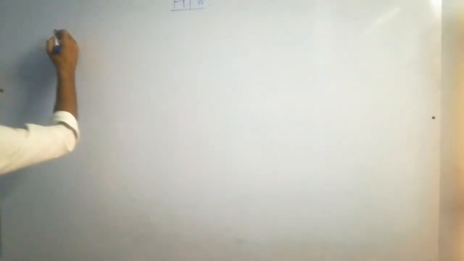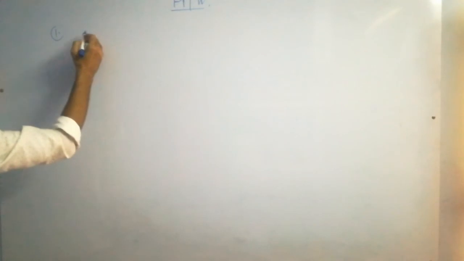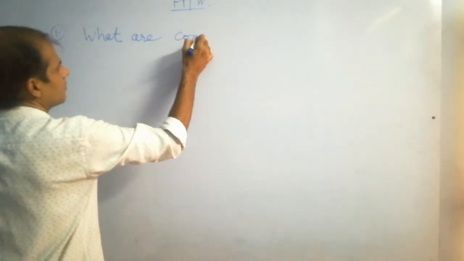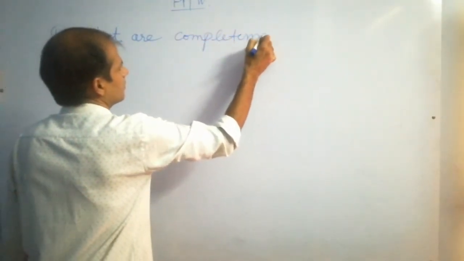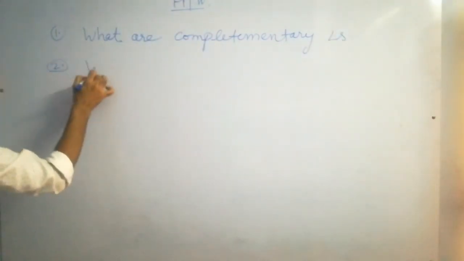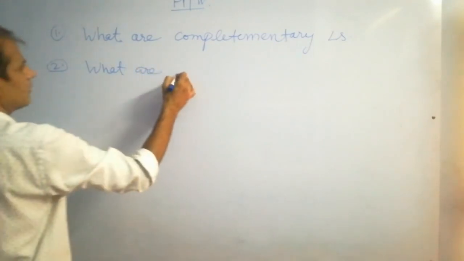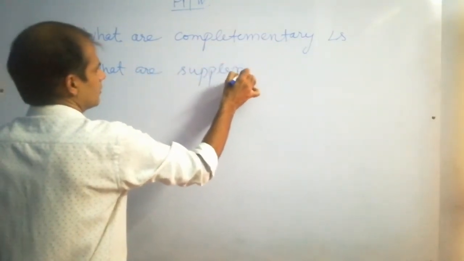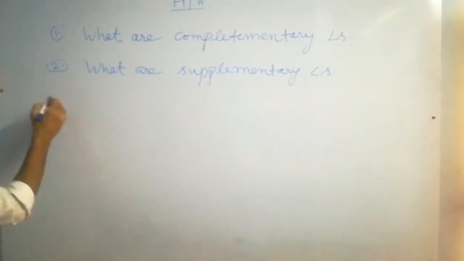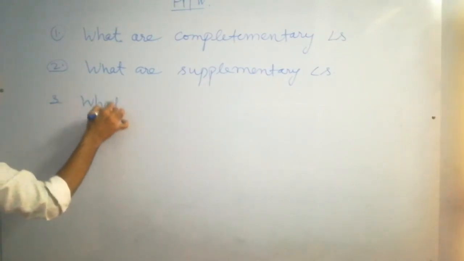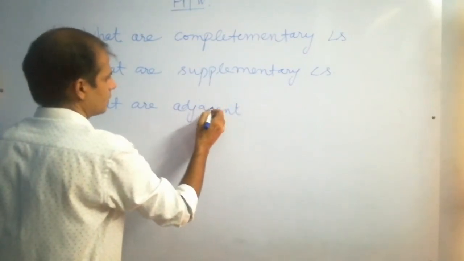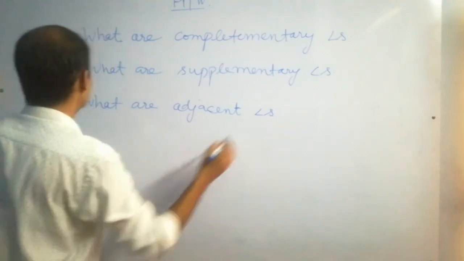So first question is, what are complementary angles? Second, what are supplementary angles? Then, what are adjacent angles?